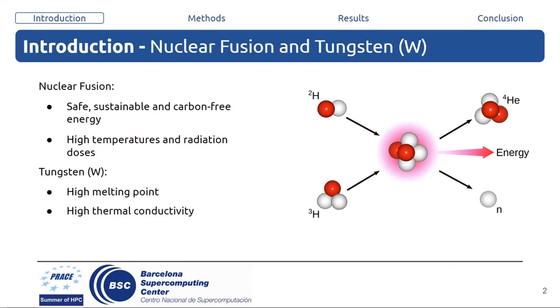A candidate material for so-called plasma-facing components in a fusion reactor is tungsten, due to its high melting point and its very good thermal conductivity, both of which are crucial to dissipate the high amounts of heat efficiently and prevent component failure. It is the thermal conductivity that we were focusing on this summer, especially considering damaged tungsten systems.